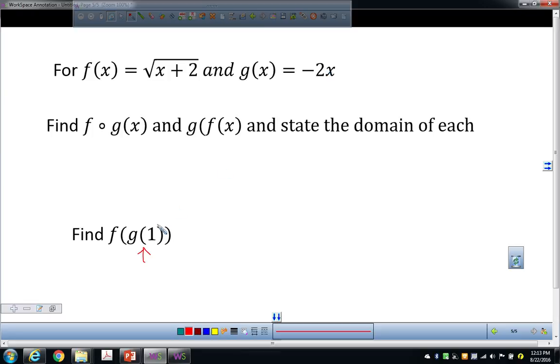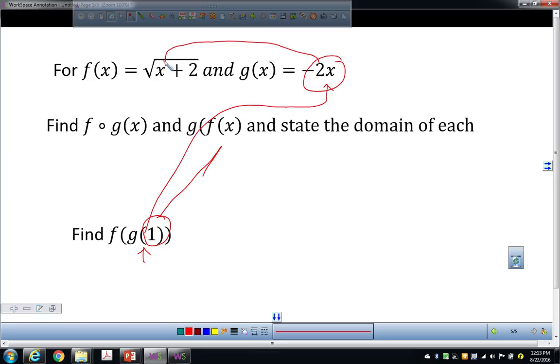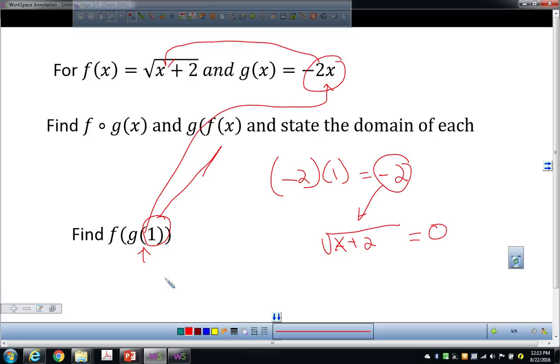No. F of g of 1 says take 1, plug it into the function g, right? And take that answer and plug it into this function, right? So f of g of 1 means negative 2 times 1. Get out that answer, which is negative 2. Take that answer and plug it into the square root of x plus 2, right? And if I plug in negative 2 in there, I get out 0, right? Easy enough? Can I go on? We're done? Okay.